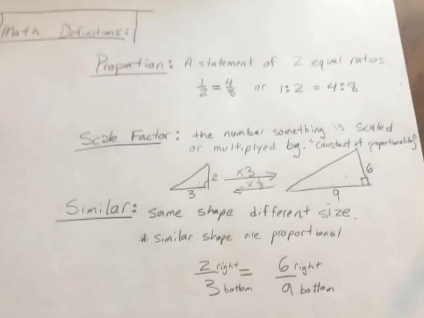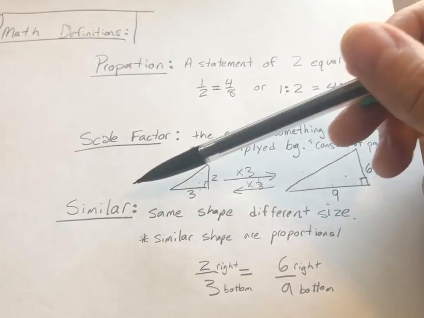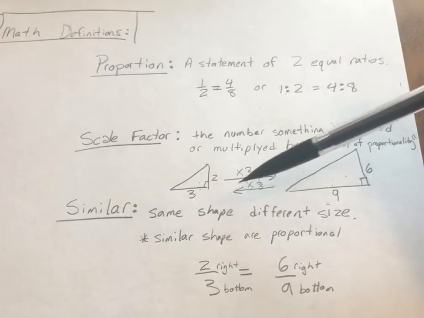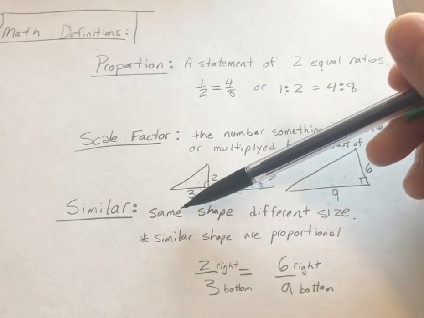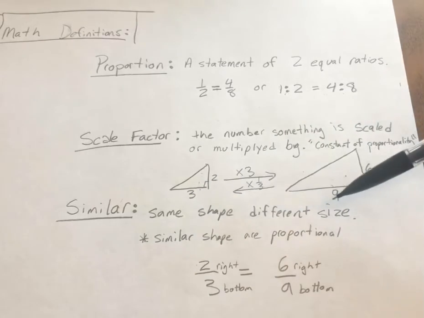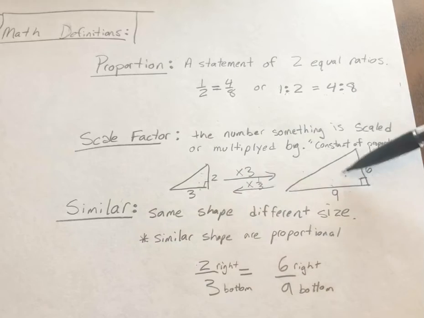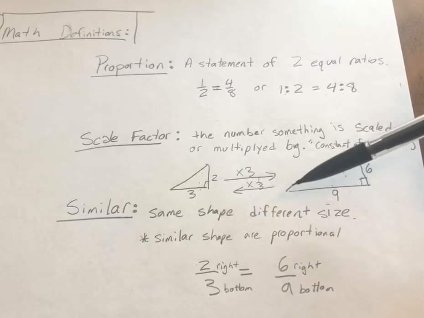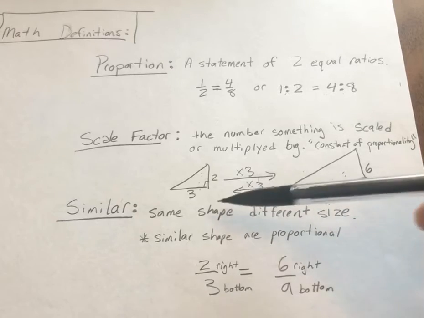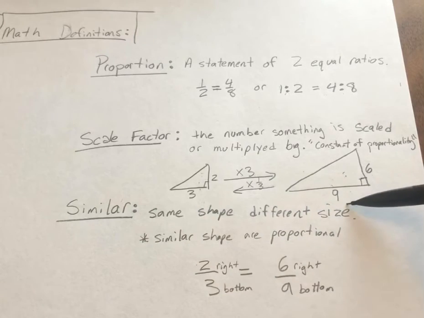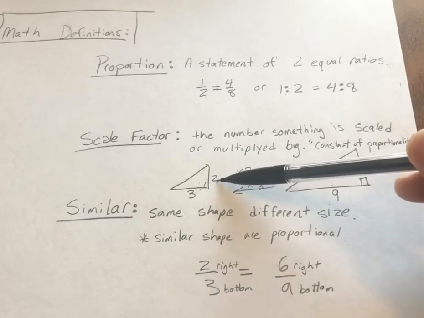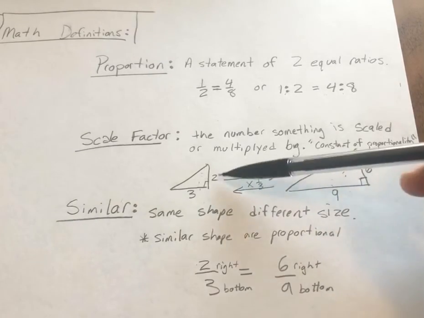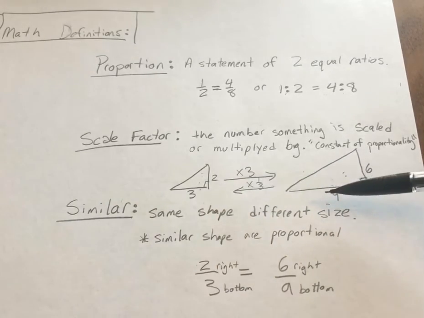The final definition for today's video is just similar. The definition for similar is it's the same shape but different size. These 2 triangles are examples of similar triangles. We can check to see that they're similar by seeing that the 3 matches up with the 9, and that is the same scale factor as the 2 and the 6, times 3 times 3.